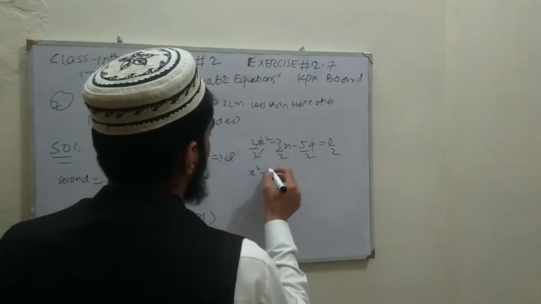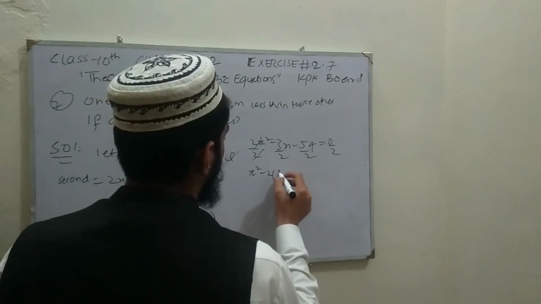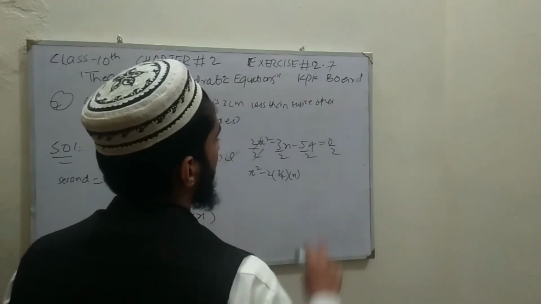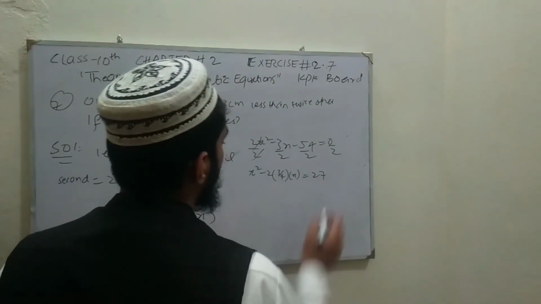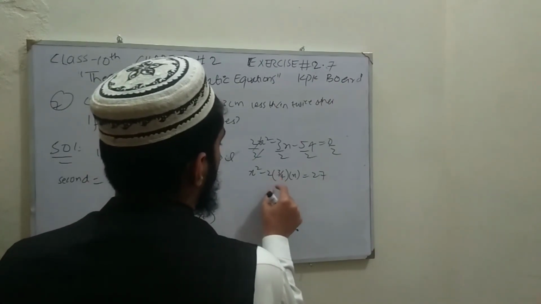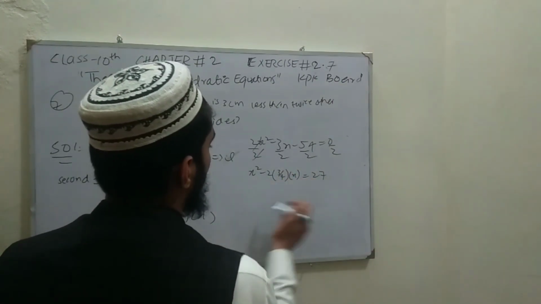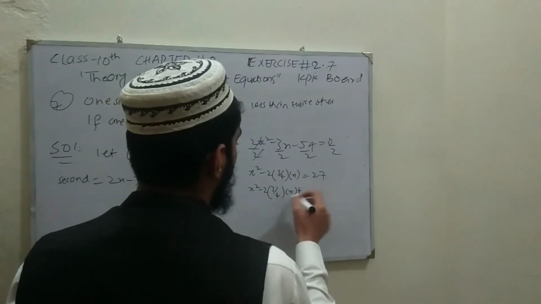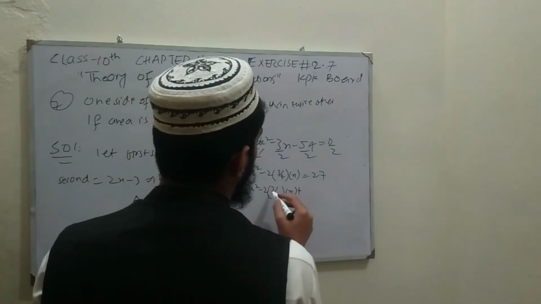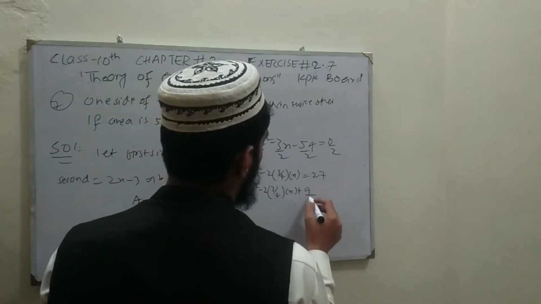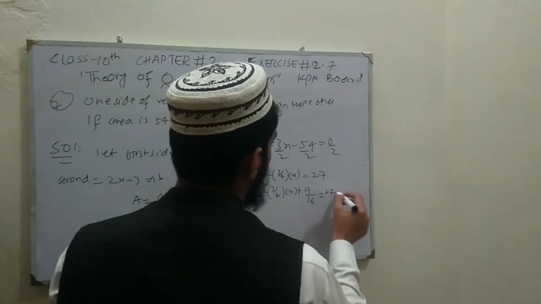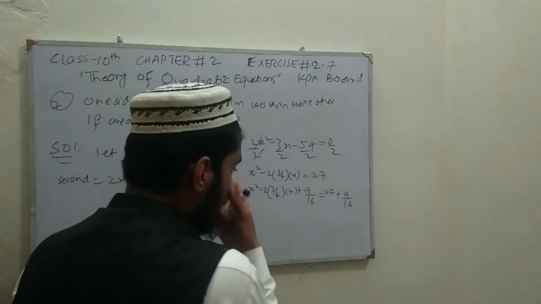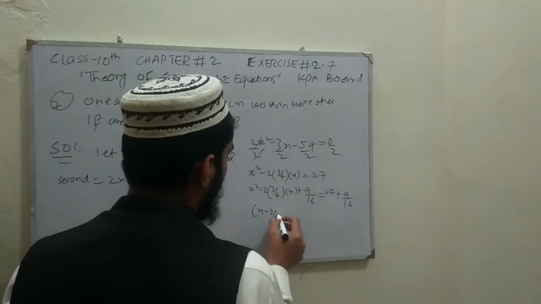So x square minus 2 times 3 over 4 x, it gives us minus 27, so by shifting it becomes plus 27. Using the property here, adding 3 over 4 whole square to both sides, so x square minus 2 times 3 over 4 x plus 3 over 4 whole square, and 3 square 9 divided by 4 square gives us 16, so 9 over 16. Here the formula becomes a square minus 2ab plus b square, which is a minus b whole square.